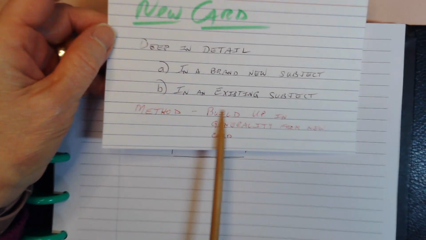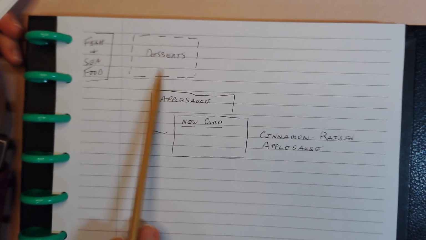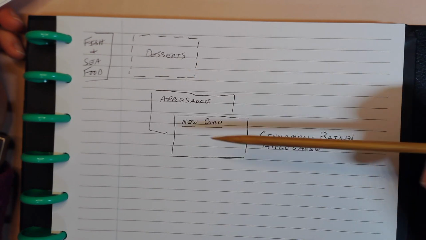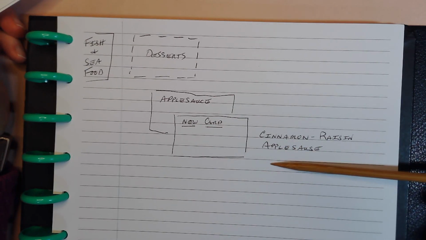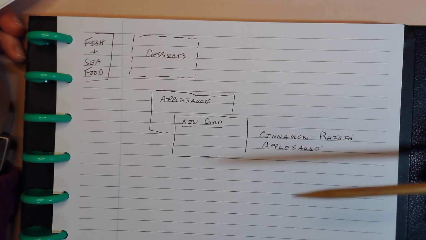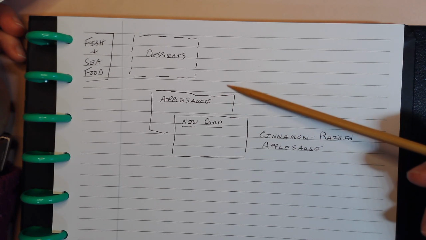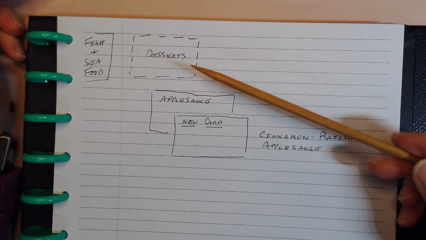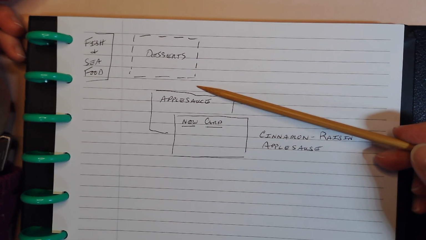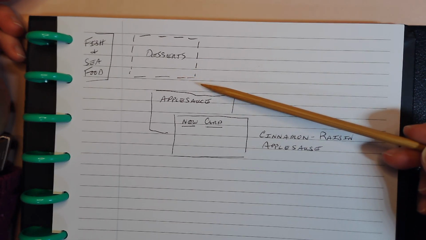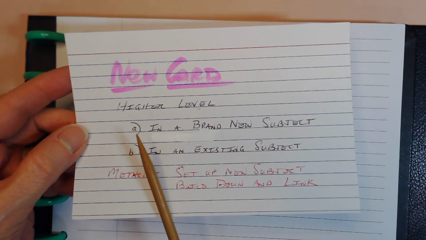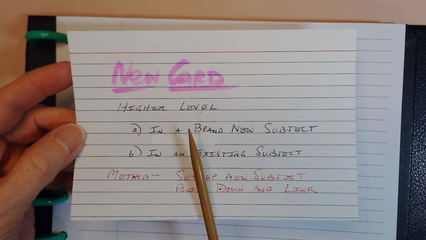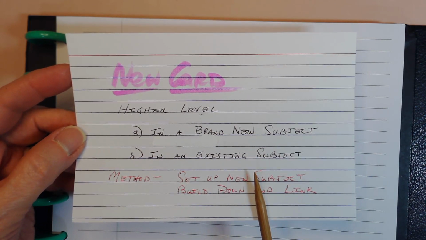Now, obviously, if we had an existing subject, if desserts already existed, then all we'd need to do is build the middle card, because we would feel that cinnamon raisin applesauce is too detailed to go directly under desserts. So we would make an intermediate card for applesauce and then put cinnamon raisin applesauce underneath it. So it works for us whether the new subject card already exists or if we also have to make that card. Next question is, what would we do if our new card is at a higher level than any card we've actually got in our system.